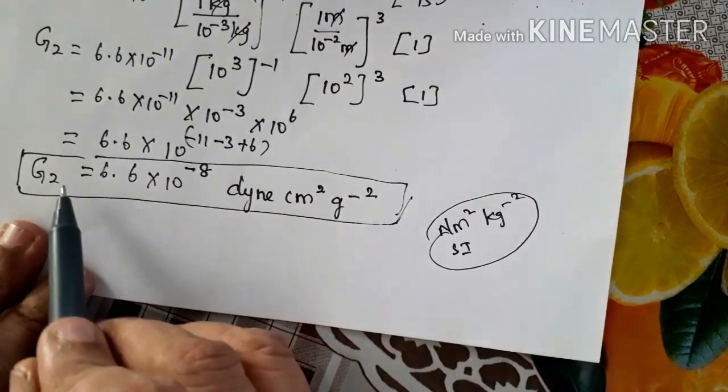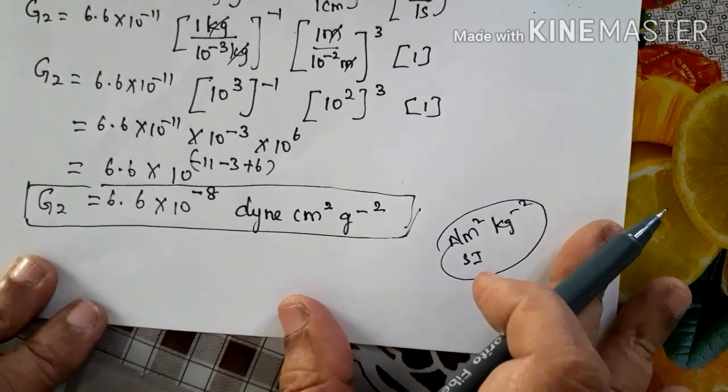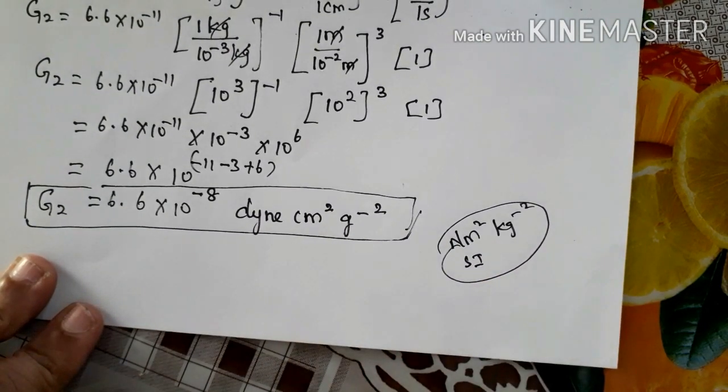That was the gravitational constant in the CGS system. Practice this problem 2 times, children. I will teach you another problem in the same model.